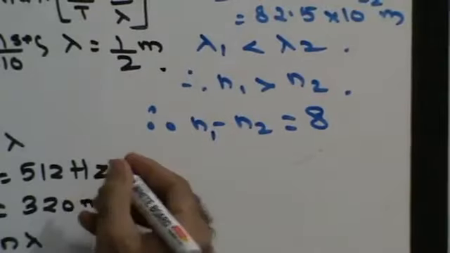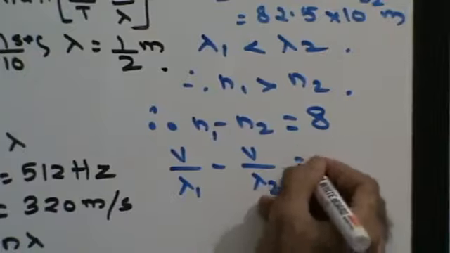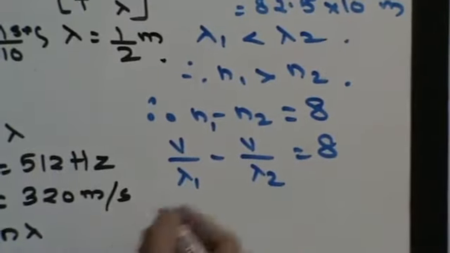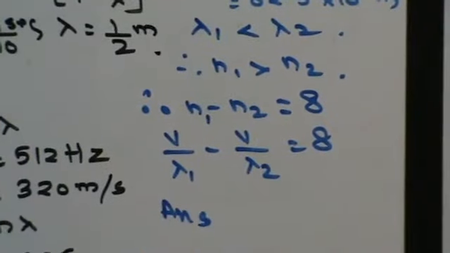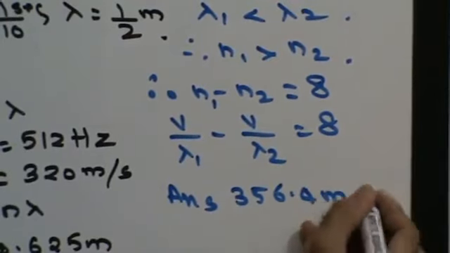Right? N1 minus N2. N is nothing but V upon lambda 1 minus V upon lambda 2 should give you 8. Right? The answer for the sum should be, answer is going to be 356.4 meters per second.